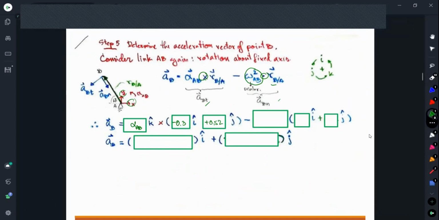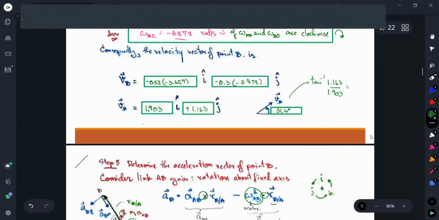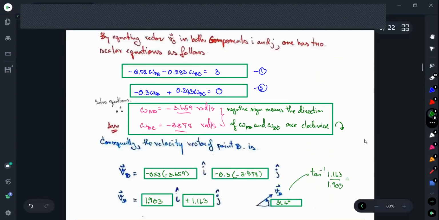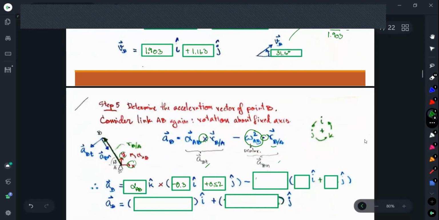Okay, minus what? Minus omega AB squared, that is a scalar term. And now we already determined omega AB. Omega AB is what? Omega AB is minus 3.659. So it is equal to minus 3.659 squared. And the position vector of point B with respect to point A should be the same, that is minus 0.3 i plus 0.52 j.